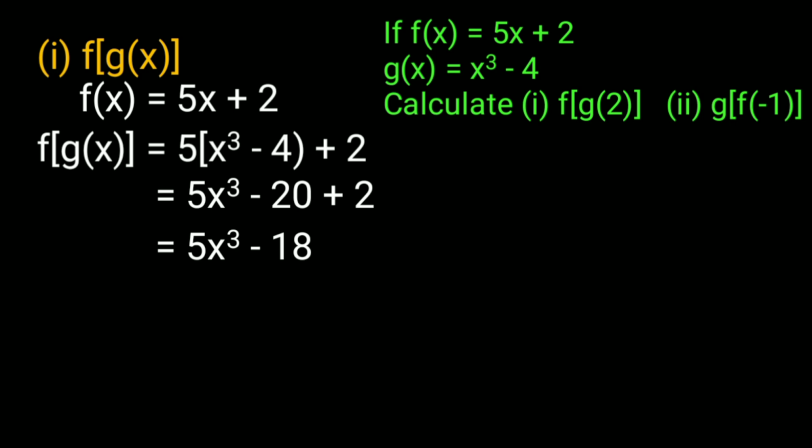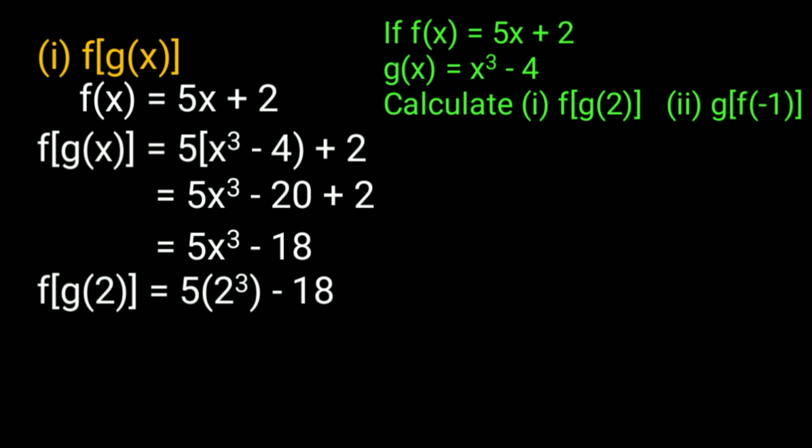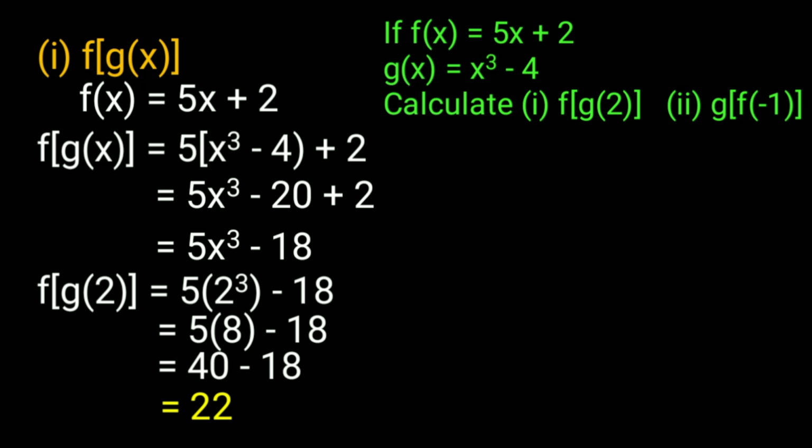And then we can use the answer we got here to compute f of g of 2, which is equal to 5 in the bracket 2 cubed minus 18. And 2 cubed is 8. So that gives us 5 times 8 minus 18. And that is 40 minus 18. And that is 22.